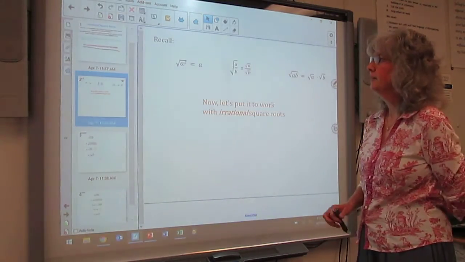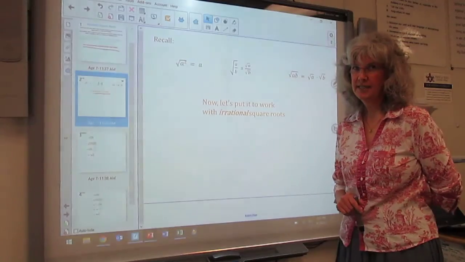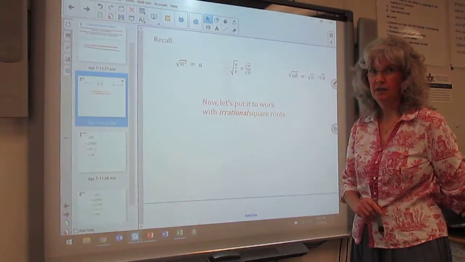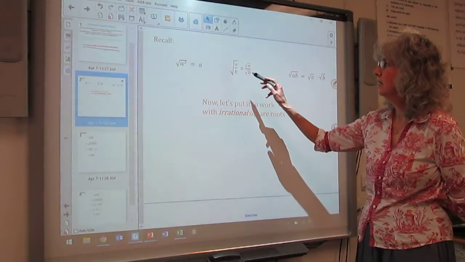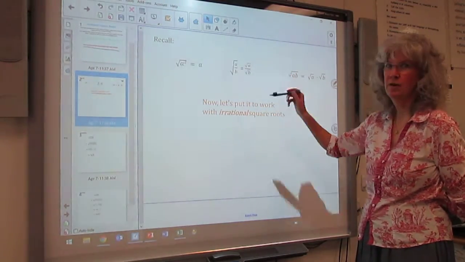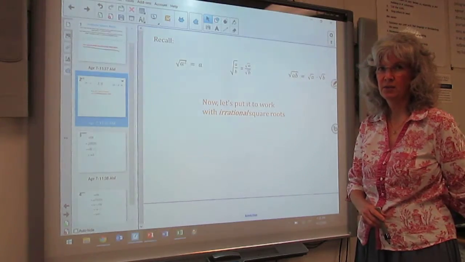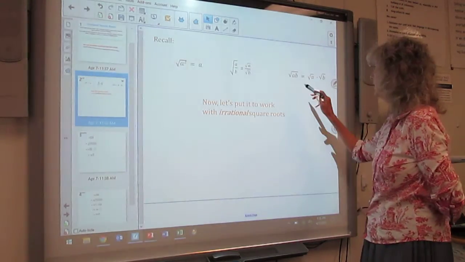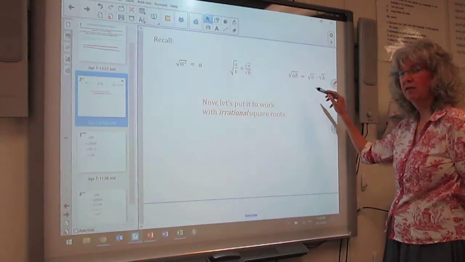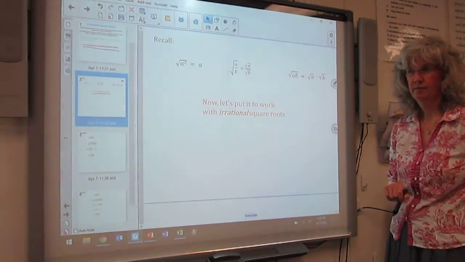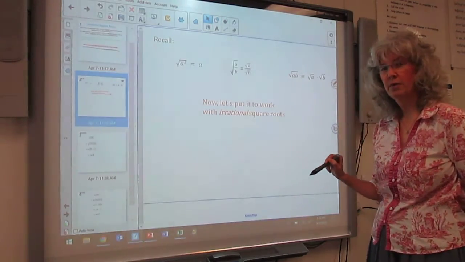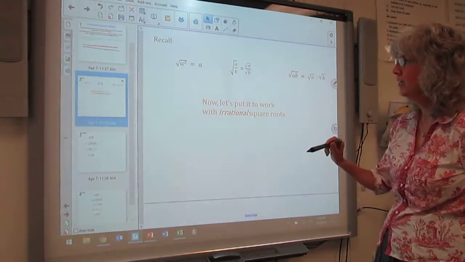Let's recall that the square root of a squared is a. The quotient property of square root states that the square root of a rational number is equal to the square root of the numerator divided by the square root of the denominator. And the square root of a product is equal to the product of the square roots of the factors. So we went over those in the last video. Now let's put these properties to work with irrational square roots.